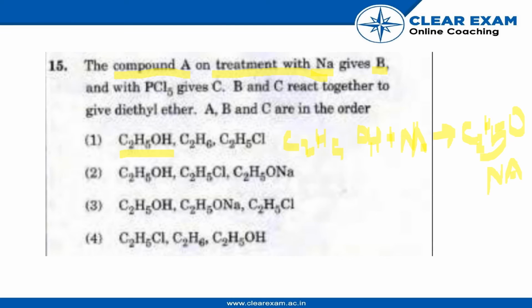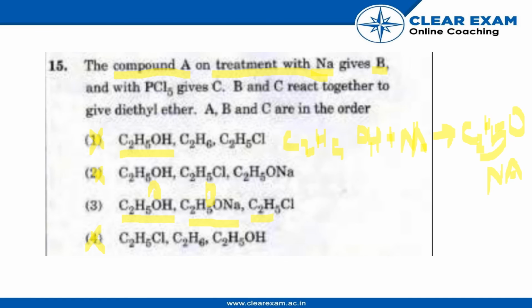So let's see in which option both of them are there. C2H5OH, which is A, and C2H5ONa, which is B. So with this we can say that the fourth option is not correct, and not the second one, and not the first one. So the third one we will check.